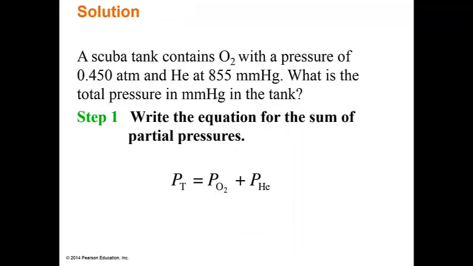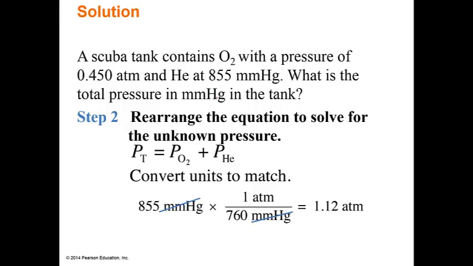So write the equation: the pressure of oxygen plus the pressure of helium equals our total pressure. So we rearrange the equation, okay? Actually, we don't have to rearrange anything because we're solving for what? What is the total pressure in the tank? Well, sweet. We've got 2 items, but we've got to match up our units. So we're going to choose to convert the helium from millimeters of mercury to atmospheres. Simply 855 millimeters of mercury over 760 millimeters of mercury is going to give us 1.12 atmospheres.